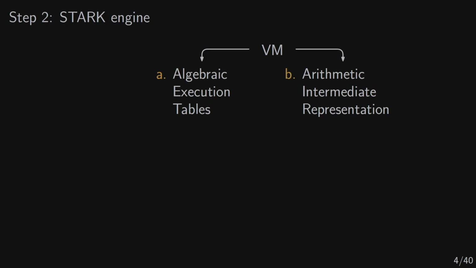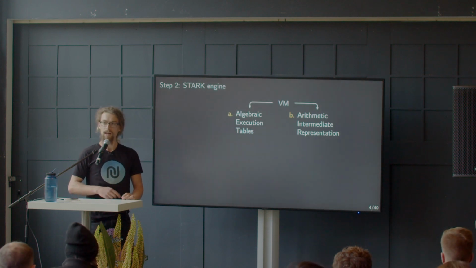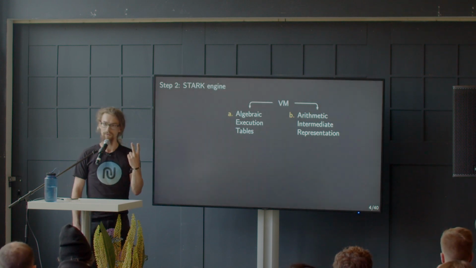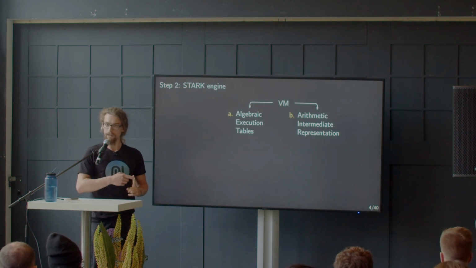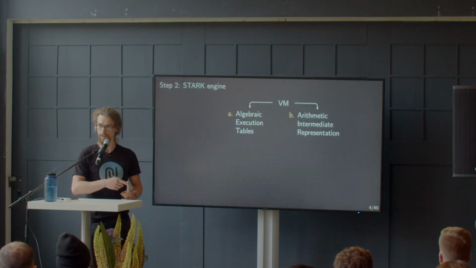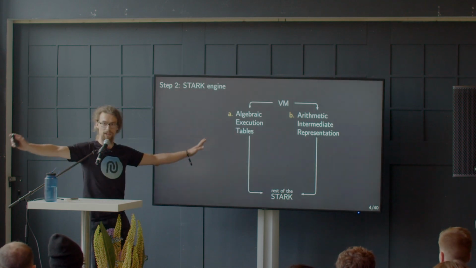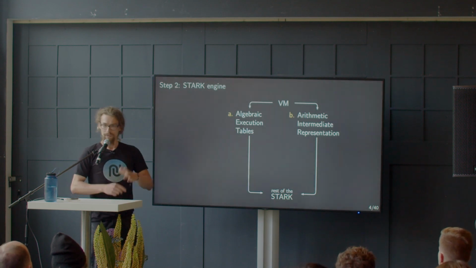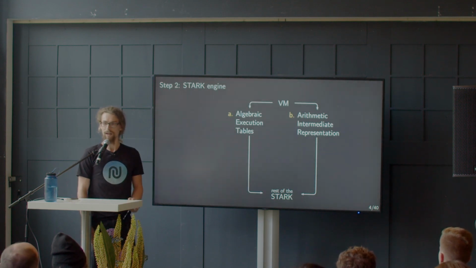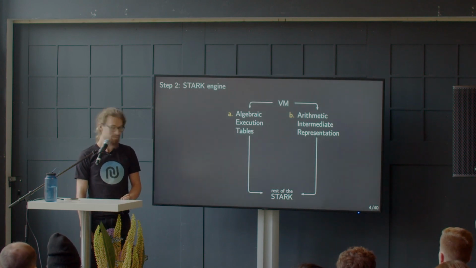Right, that was part 1, step 1, the VM. So now we need to figure out how to zk-ify that. And I mentioned that we're going to go with Starks. And so we need 2 very important ingredients: A, the algebraic execution tables, and B, the arithmetic intermediate representation. And once we have those, we just do the rest of the Stark, and that's not going to be part of this talk. There are links to resources at the end of the slides, and you should check them out if you're interested. It's really cool.